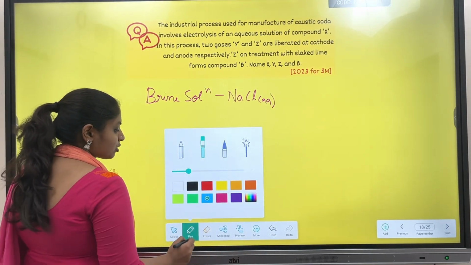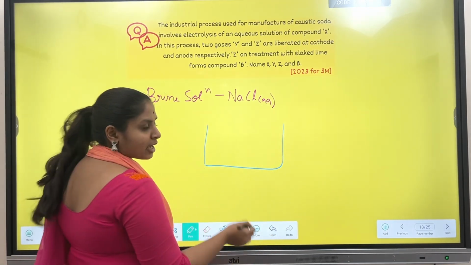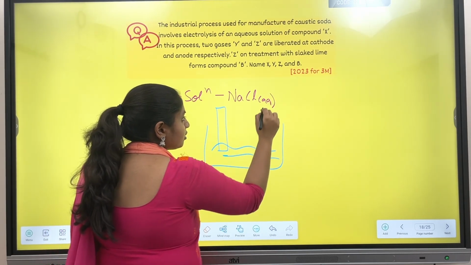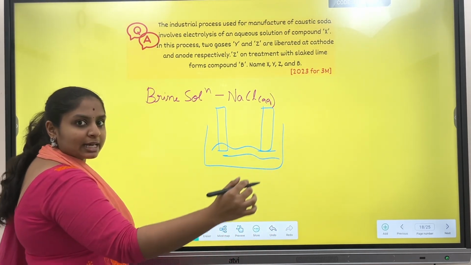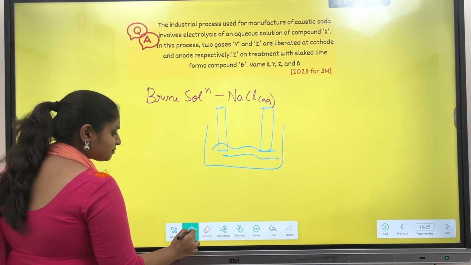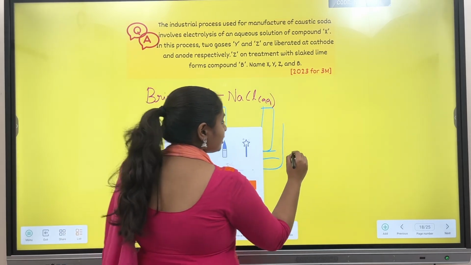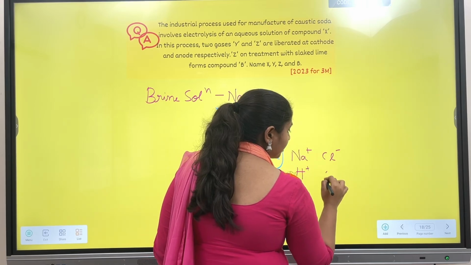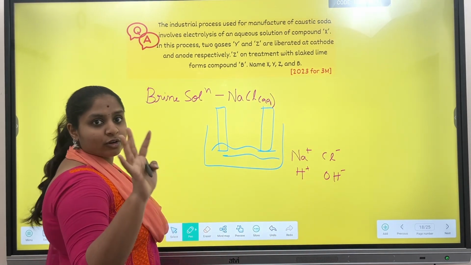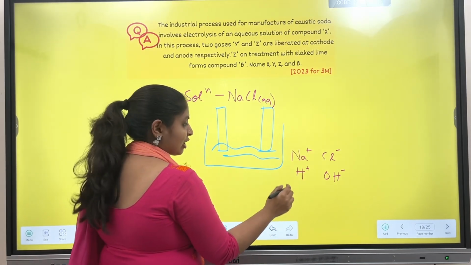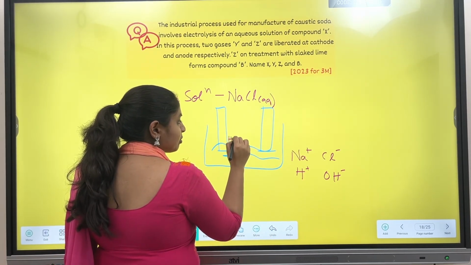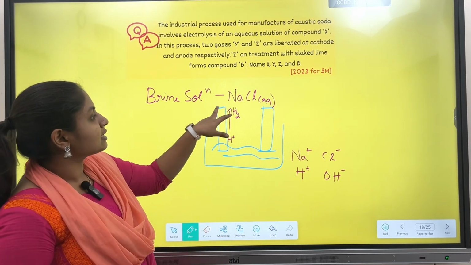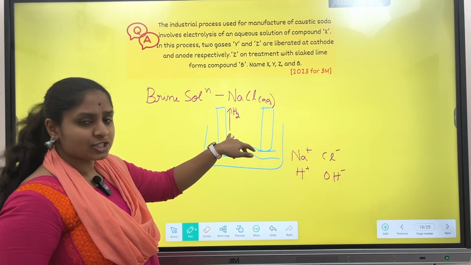Let's have a quick revision of electrolysis. So what is happening? We have a bath, we have NaCl solution. Then I will place cathode and anode and I will pass electricity. Since there is NaCl solution, Na plus ion, Cl minus ion, H plus ion and OH minus ions are formed. 4 ions are formed. This H plus cation will come to cathode and will get evolved as hydrogen gas. So the gas that is evolved at cathode is H2 gas.